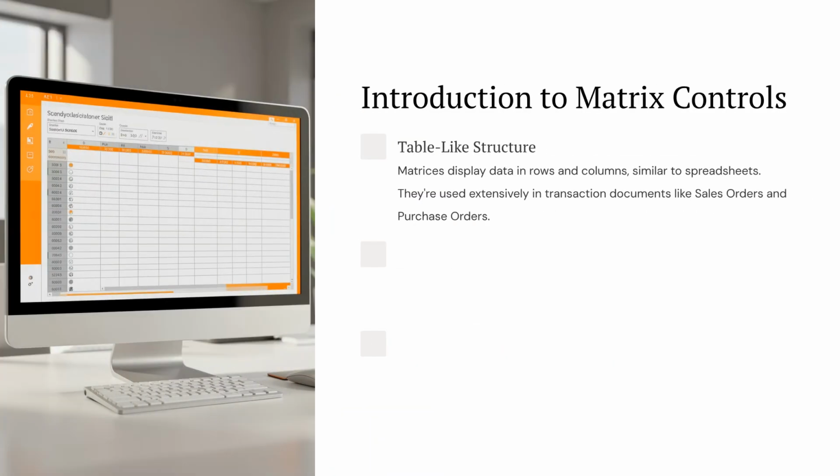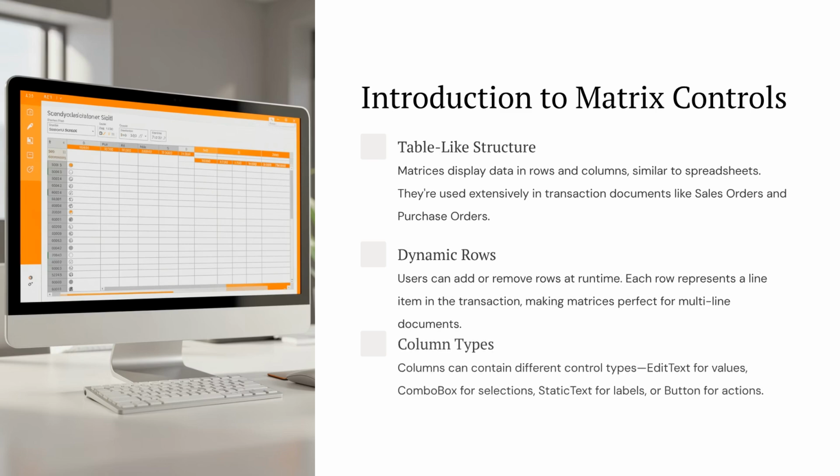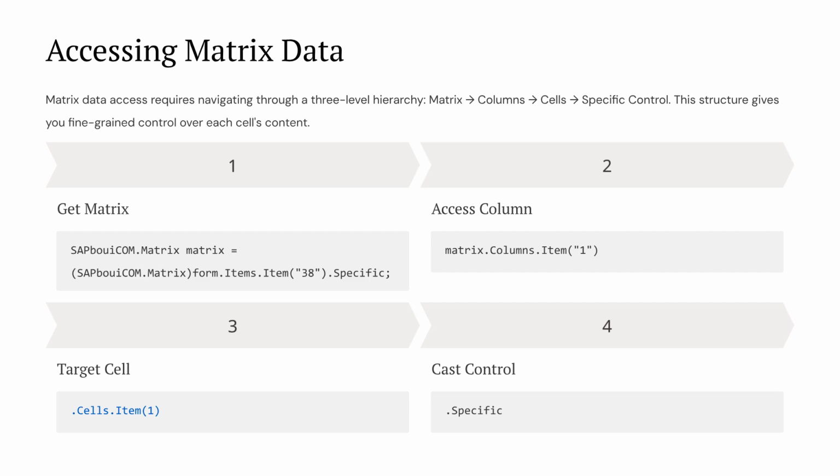Matrix controls display data in rows and columns, similar to spreadsheets, and are vital for transaction documents. They support dynamic rows and multiple column control types, such as EditText and ComboBox, making them highly versatile for multi-line data entry. Accessing matrix data follows a three-level hierarchy: matrix, columns, cells, and finally, the specific control.